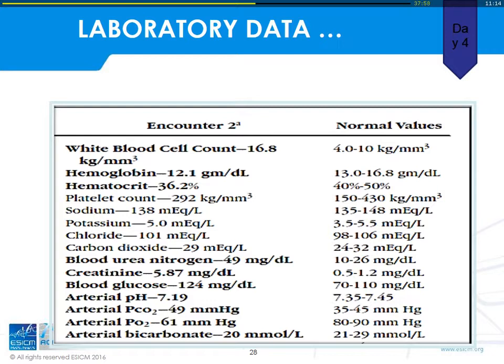Well, these are the values of the patient after a few days of ECMO. And something happened here. I would like to have a comment from you on these. What do you think?